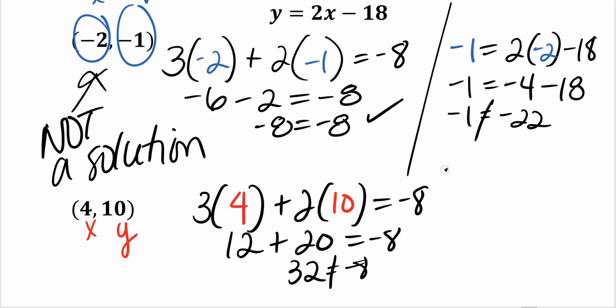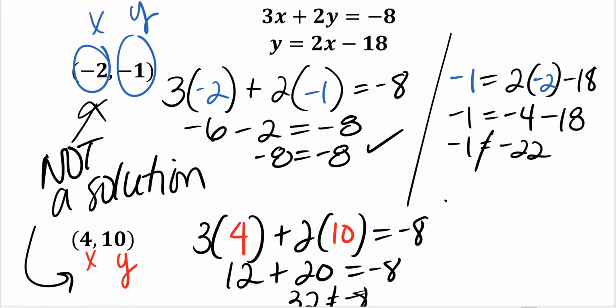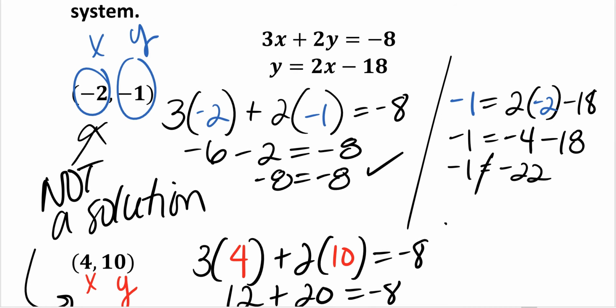Once we find out that the first one's false, there's really no reason to do the other equation because they both have to be true. So both of these are not a solution. But if both of them gave you a true statement, then that ordered pair would be a solution.